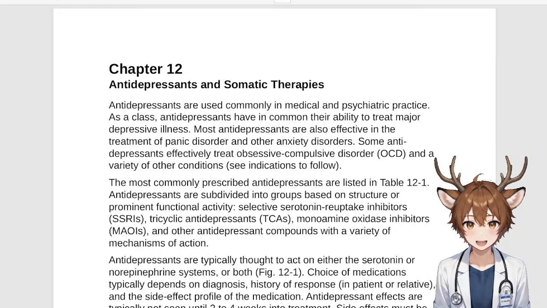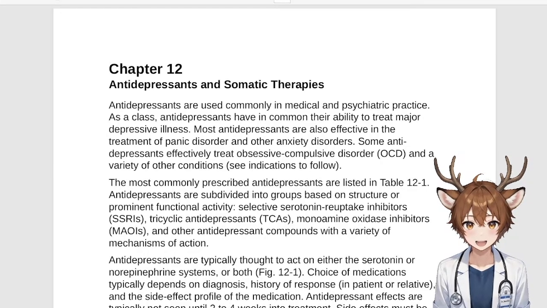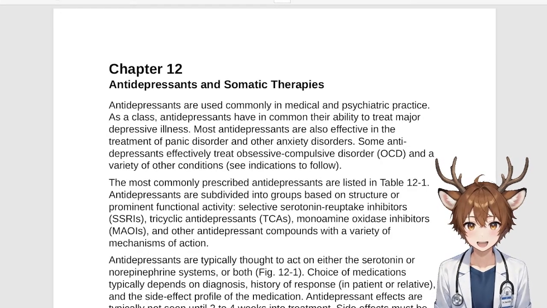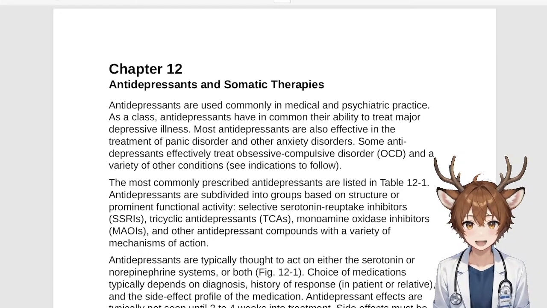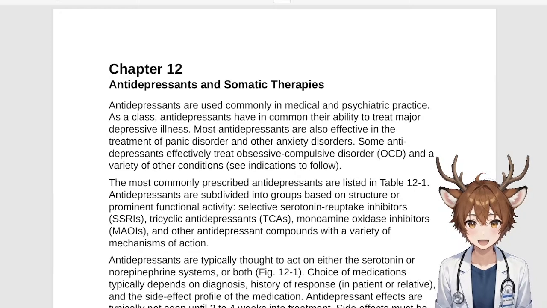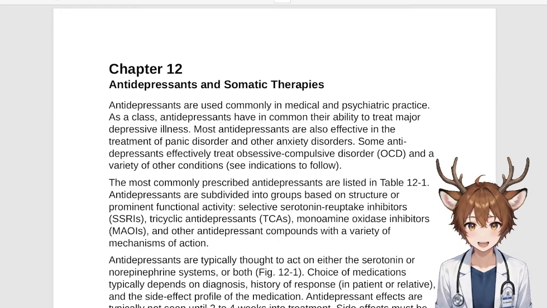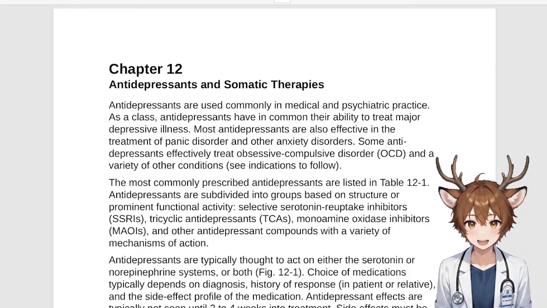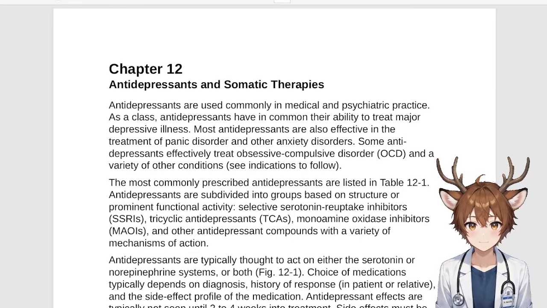Antidepressants are used commonly in medical and psychiatric practice. As a class, antidepressants have in common their ability to treat major depressive illness. Most antidepressants are also effective in the treatment of panic disorder and other anxiety disorders. Some antidepressants effectively treat obsessive-compulsive disorder, OCD, and a variety of other conditions. See indications to follow. The most commonly prescribed antidepressants are listed in Table 12.1.